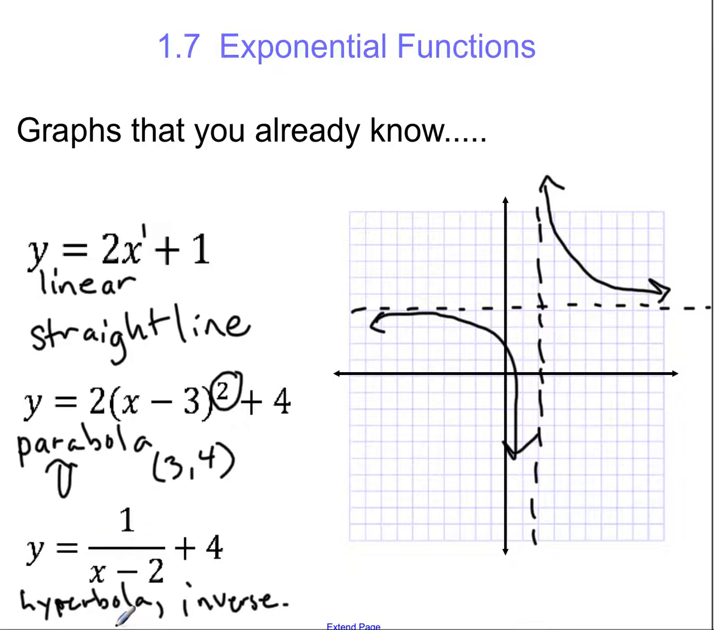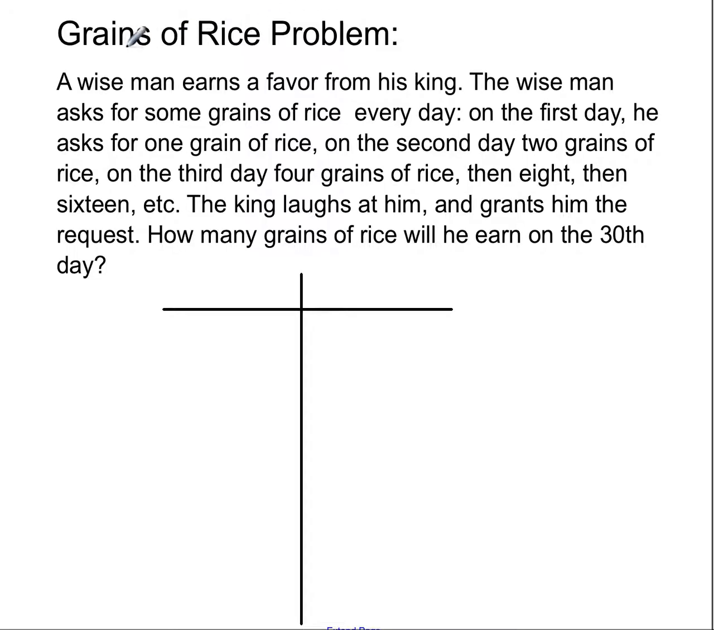Okay, so now we're going to move on to a new kind of equation, an exponential function, and this is going to be when the exponent is the variable. Okay, so let's look at this problem. Grains of rice problem. You may recognize this problem from somewhere, but it's definitely in this lesson, so you'll see it again. A wise man earns a favor from his king. There's a whole storybook that goes with this, but in case you don't know it, the story will be retold in the lesson. But this is the quick version of it. A wise man earns a favor from his king. The wise man asks for some grains of rice every day. On the first day, he asked for 1 grain of rice.